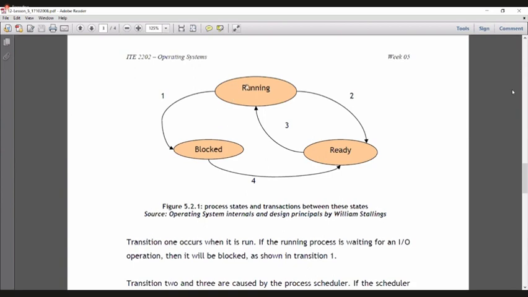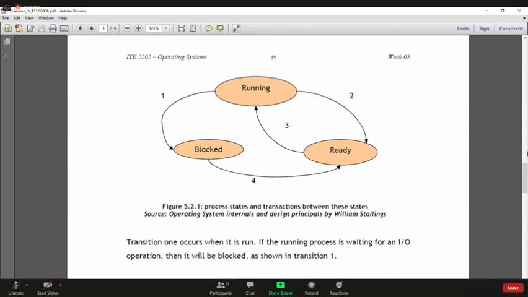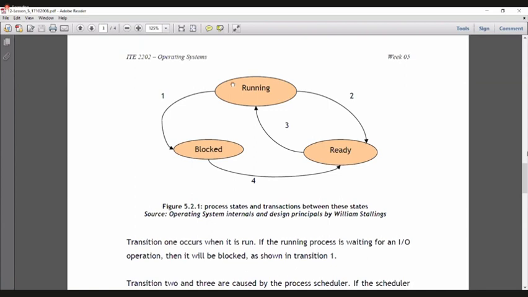For example, if there's a running process and now you know CPU is time sharing. So let's say process A is running. But if your allocated time slot is finished, you can't run any longer because you have to give a chance to another process. So what will happen? You transit process A from running state to blocked state. Or if it is waiting for another result, you can transit to blocked state.